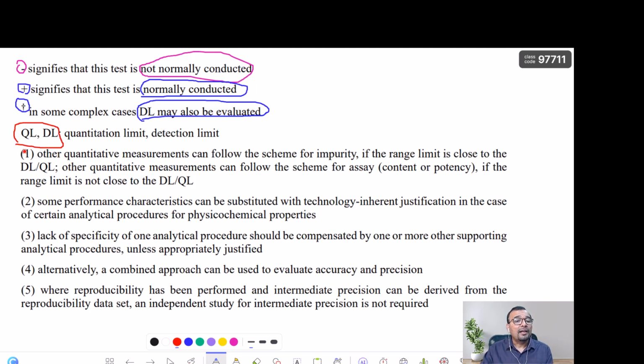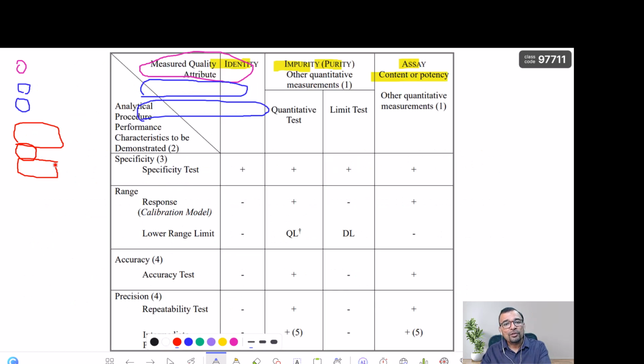Now this is very important. Annotation 1 talks about other quantitative measurements: they can follow the scheme for impurity if the range limit is close to the detection limit or quantitation limit. If the range limit is close to the detection limit or quantitation limit.